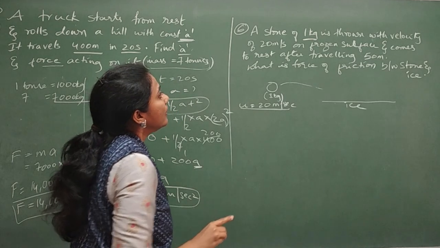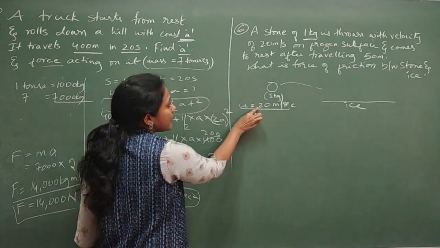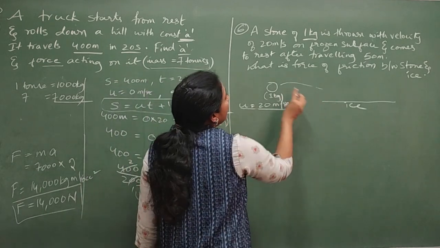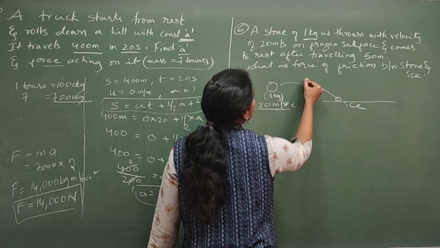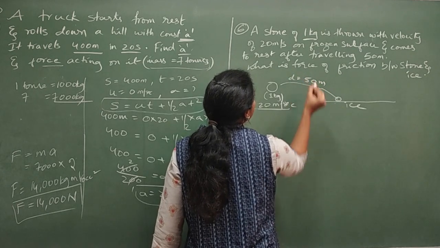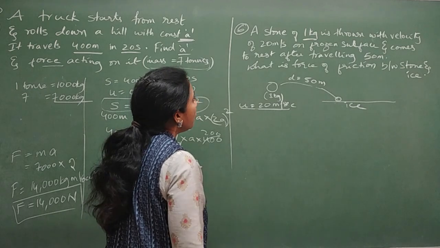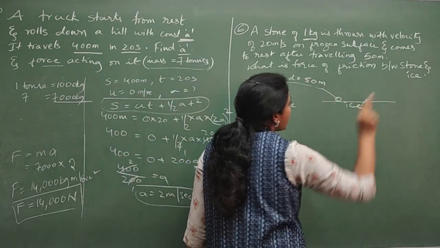Fine. And this particular stone, when you have thrown it with this much velocity onto a frozen surface, came to rest. It came to rest after traveling a distance of 50 meters. So distance is 50 meters. Very good. So what did they ask you to find? What is the force of friction between the stone and ice?